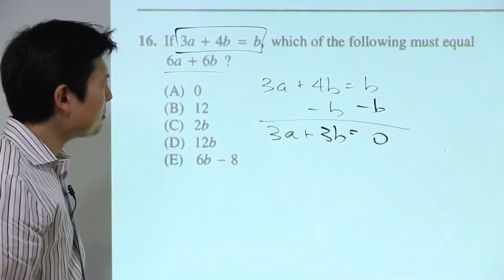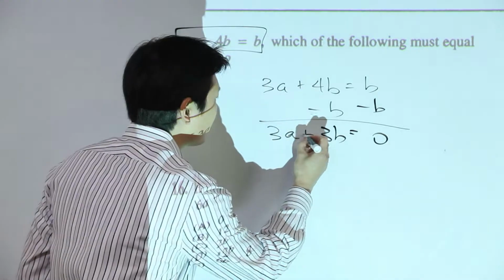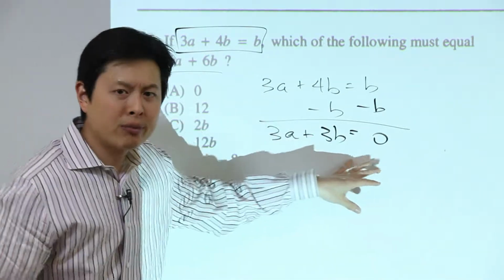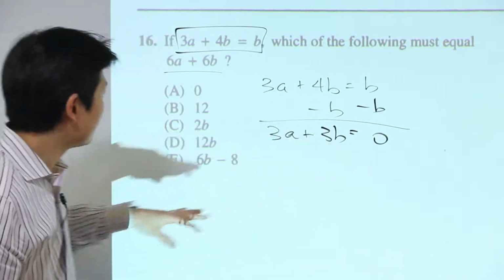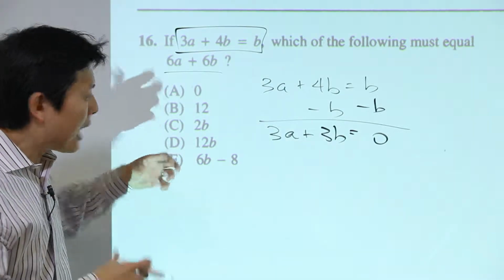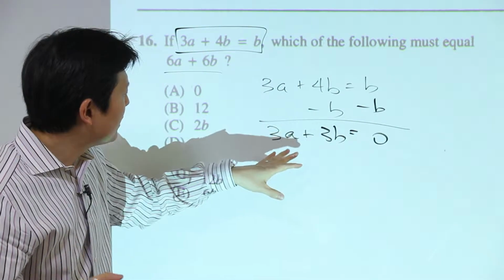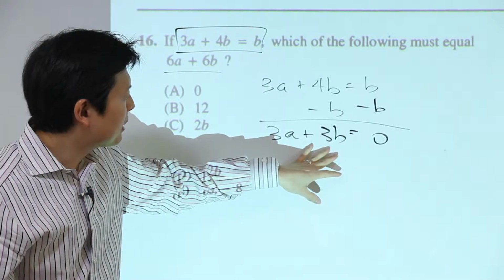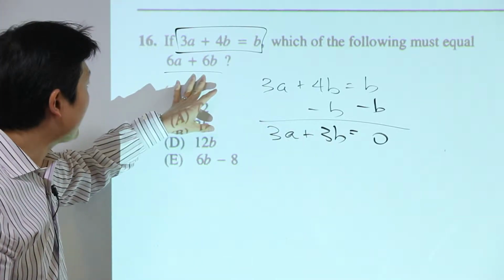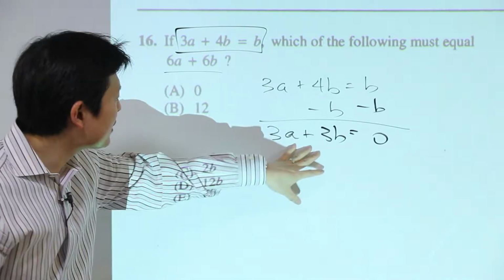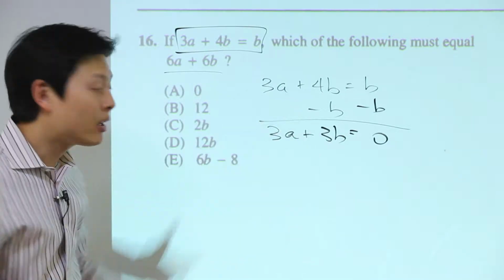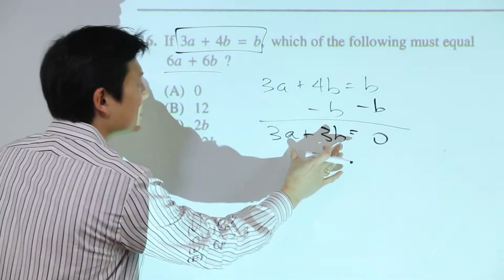Now, I'm not going to simplify this any further by dividing both sides by 3 or anything like that, because what you'll notice is: how can I get from 3a + 3b straight to 6a + 6b? What's the difference between these two expressions? The only difference is that this one is just twice this one.